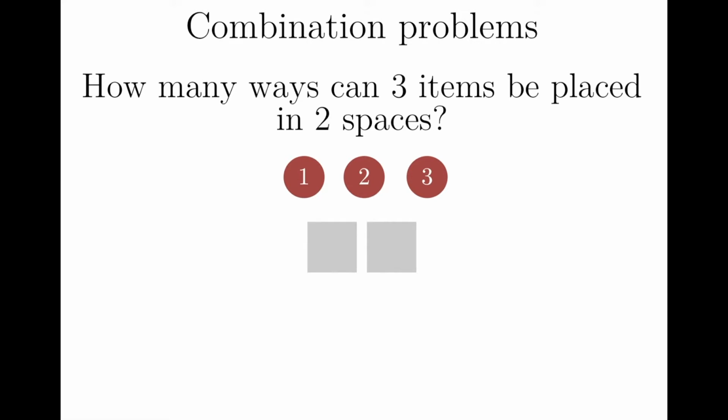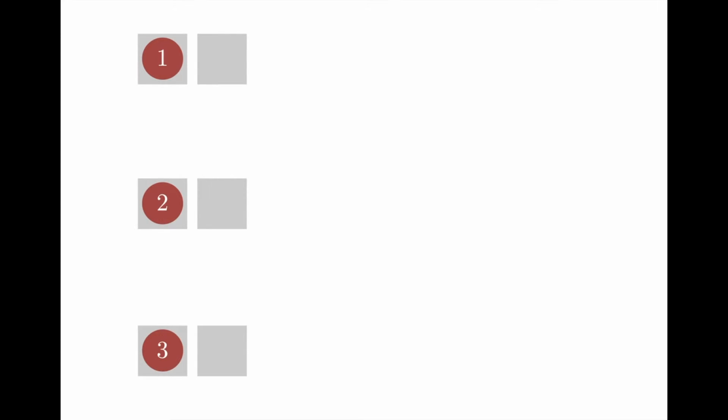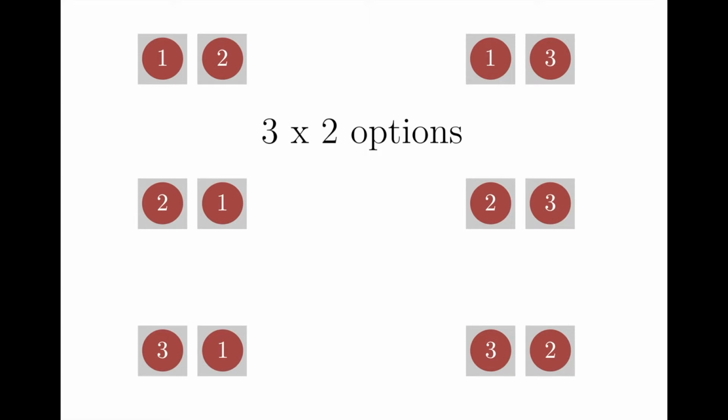A related question is how many ways we can put a certain number of items into a certain number of spaces that can be less than the number of items that we have to put in them. If we take the same three items that we had before, but now only have 2 spaces to put them in, we can still start with any of the 3 items, and then we're left with any of the remaining items to put in the second slot. So we had 3 options for the first slot and 2 for the second, so overall we have 6 options.